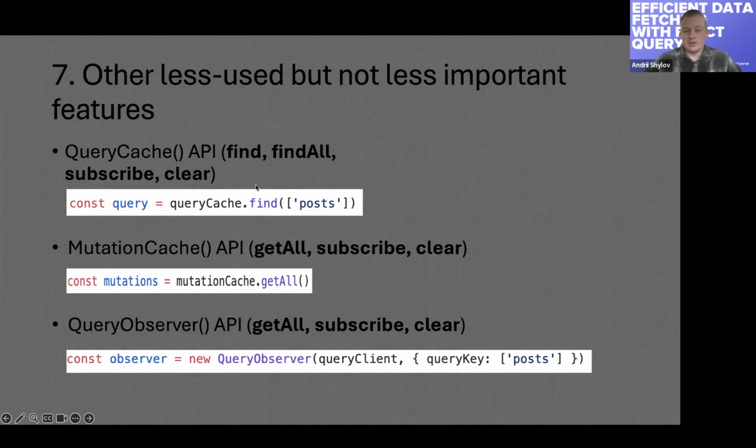The same for the mutation cache: get all, subscribe, clear. Also there is an observer, so you can also subscribe, also clear. So maybe you need to do something on some endpoint change. Very helpful, I guess.